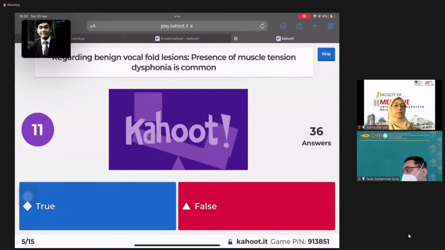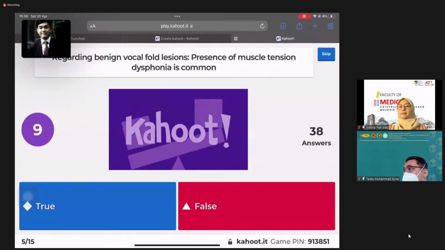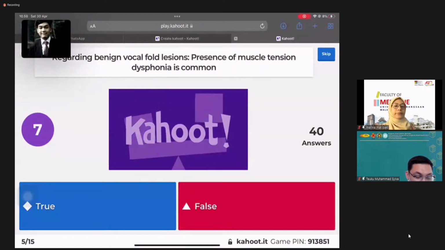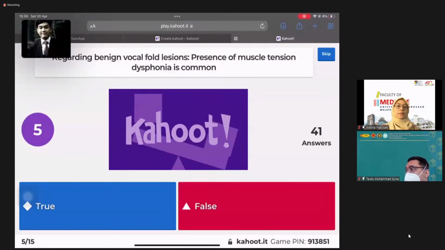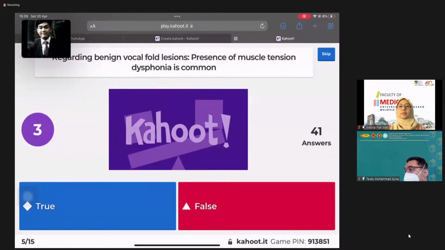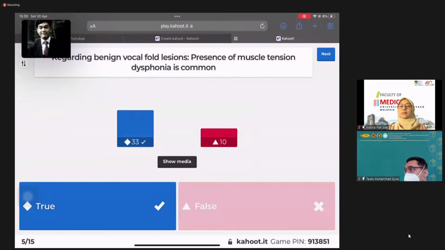Okay, the more you answer quickly, the more score you get. So the right choice is not the only option.